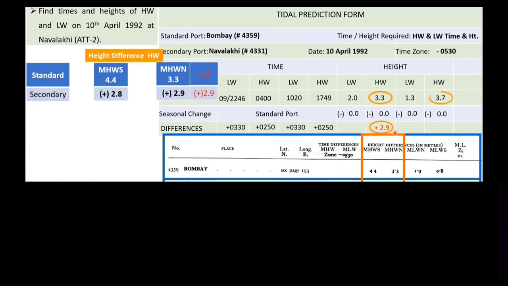What is our next high water? It's 3.7. So can you tell me beta, what should be the figure for 3.7?